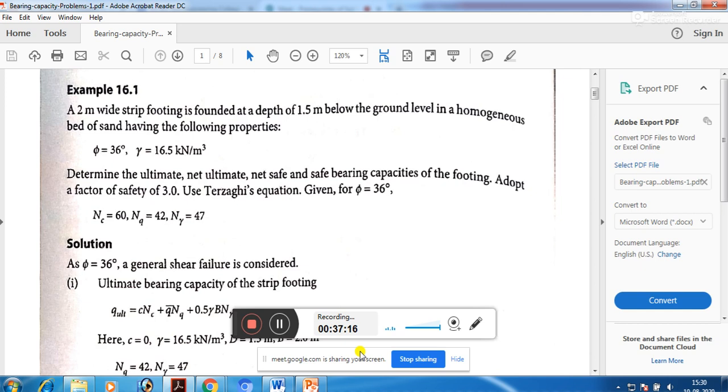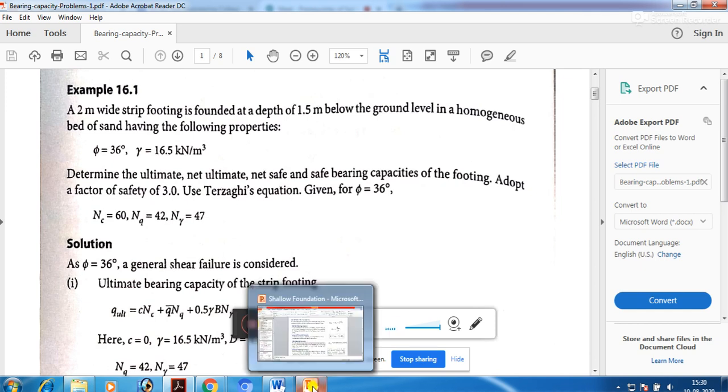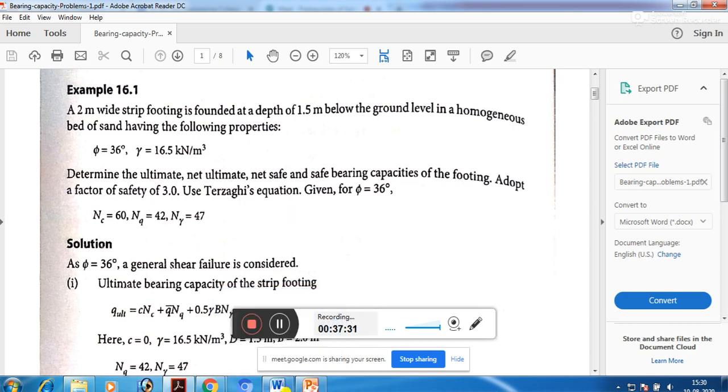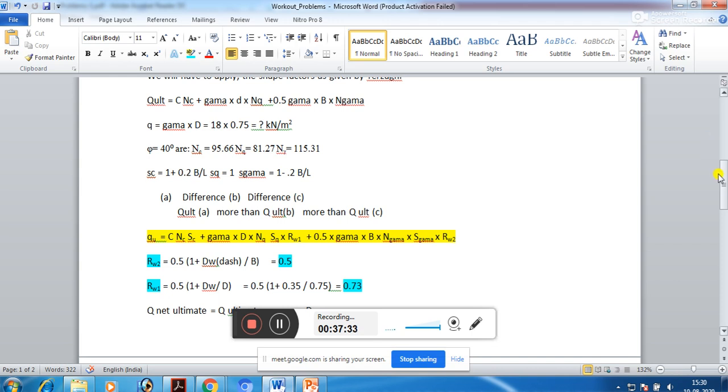Local shear failure or general shear failure? General shear failure, yes. So once the problem is a general shear failure problem, then the problem becomes very simple. So let's try to solve this problem. Let's not see this, let's try to solve. Okay, so you will tell me now.